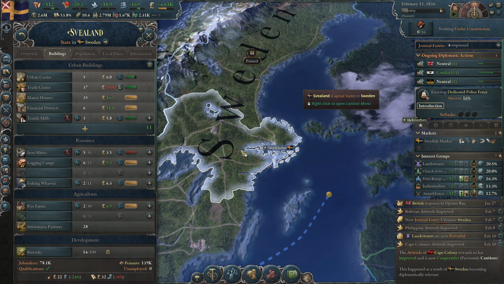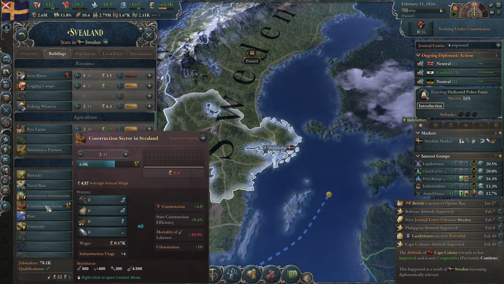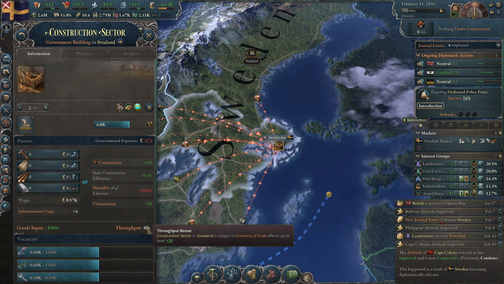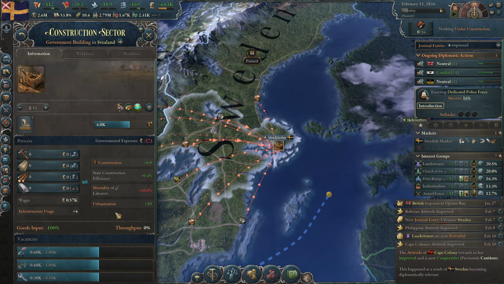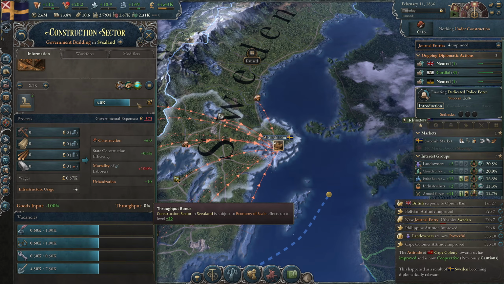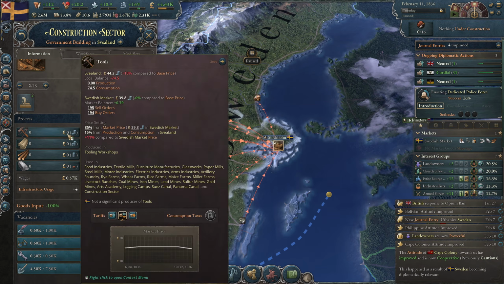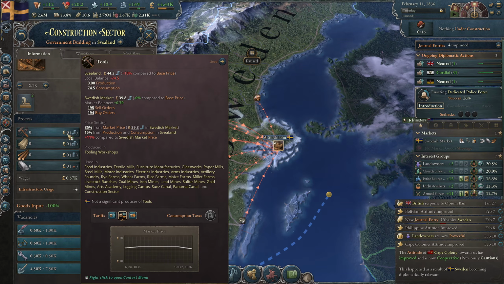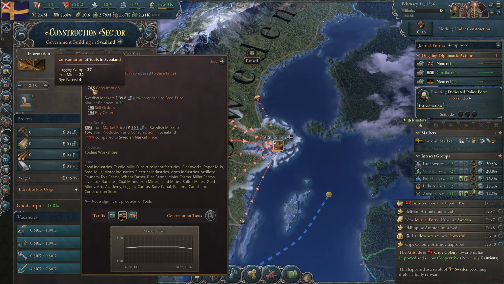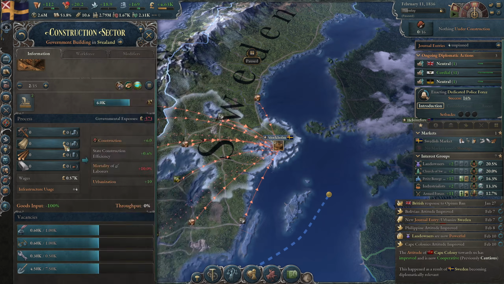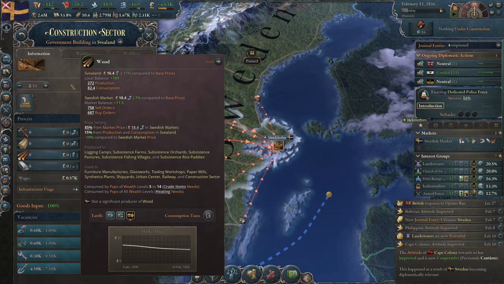So where do you want to build your construction sectors? Well, you want to spread them a little bit out. There is a bonus of throughput, I think. Or not? Is there no throughput bonus? Well, there will be a throughput bonus, I think, when everyone is hired. For example, in Svealand, we don't make any tools, but we are consuming them. We also have almost no cloth here, but we are using it already.